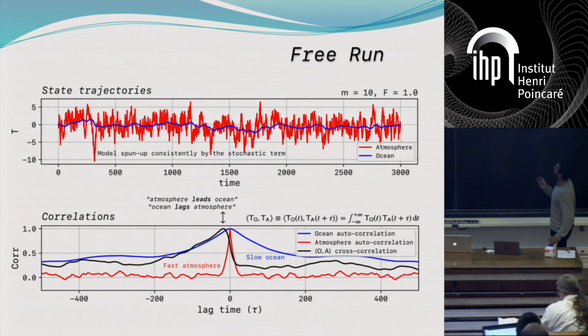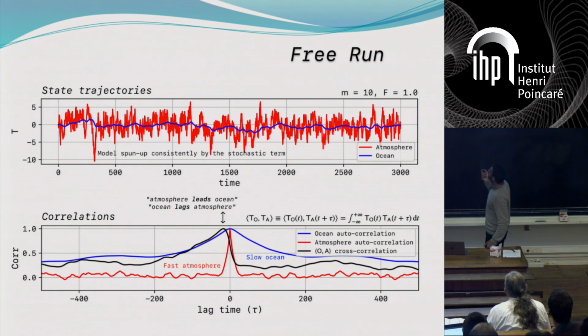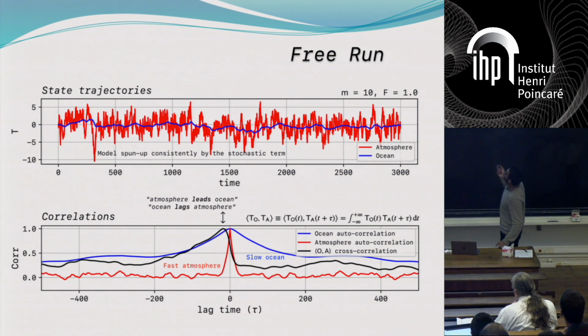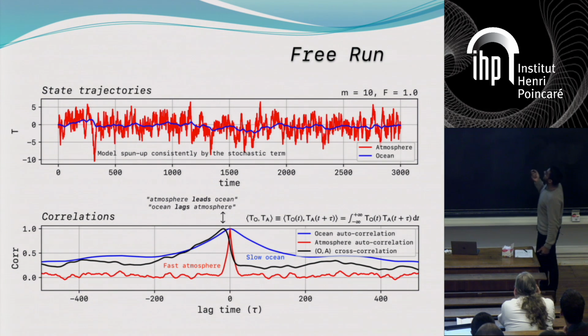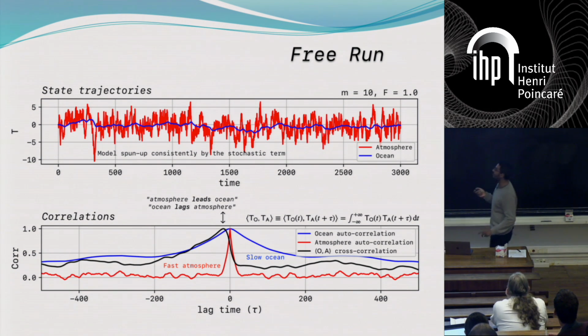So if I run a simple sample free run for, say, a value of m equal to 10 and some fiduciary amplitude of 1, whatever that means, we can kind of visualize how the process works. So the atmosphere, as you see, is highly stochastic because of its own forcing by the stochastic term, and the ocean kind of responds more slowly, and it has a smaller amplitude because of m as well.